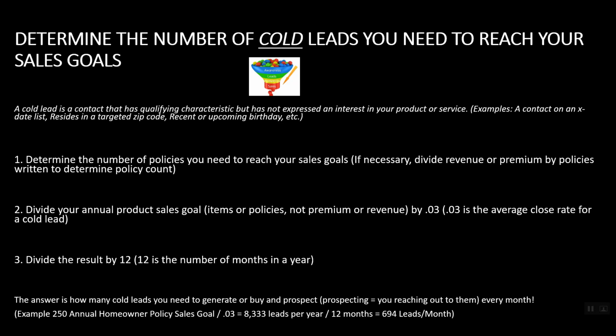So in my example, I'm going to give you 250 annual homeowners policies as a sales goal. So you're going to write 250 annual homeowner policies. We're going to divide that by 0.03. That gives us annual leads of 8,333. Divide that by 12, that's 694 leads a month.